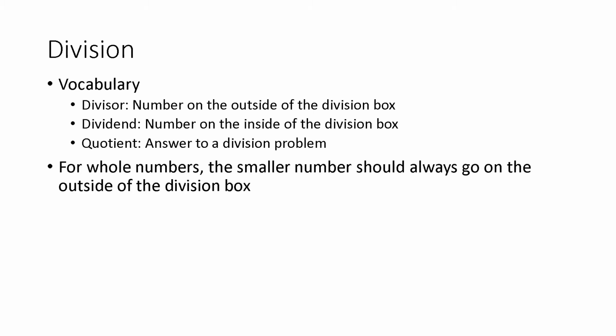For the sake of whole numbers, for the sake of what we're doing now, your smaller number should always be on the outside of the division box. The smaller number should always be your divisor. This will not always be the case when we start looking at things like decimals and fractions and going back and forth between the two. But for now, the smaller number should always be on the outside of the division box.